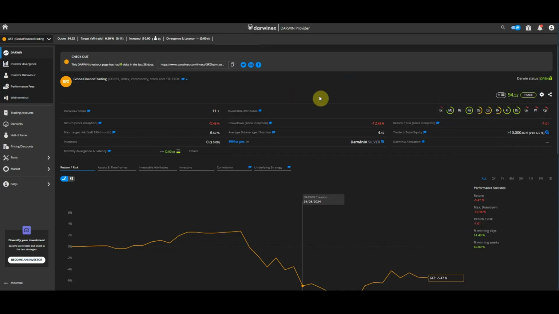I'm here in the Darwinex platform. I much prefer to trade with a real account because then when I'm trading, I can benefit from my actual trading rather than always aiming for the funding alone.